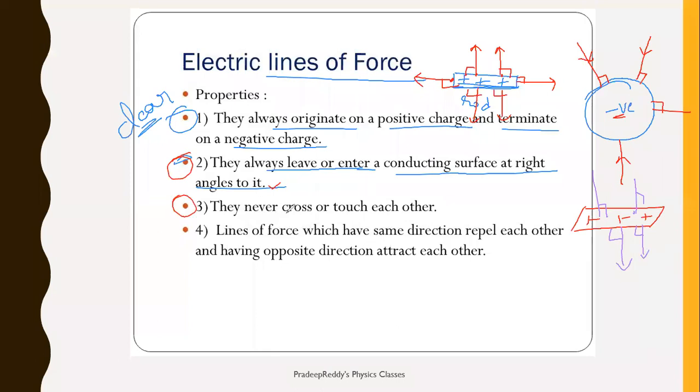Field lines never cross or touch each other. This is a very important point. In all those figures which I have shown in the previous slide and in this slide, I did not show you two field lines crossing each other. Now, what do these field lines actually do? Electric lines of force, right? Force is a vector. What are these lines doing? They are showing direction, right?